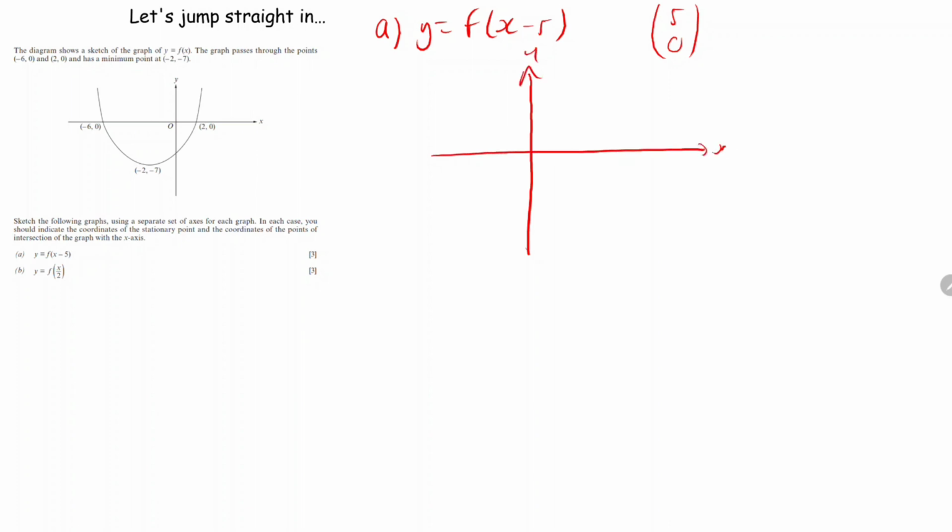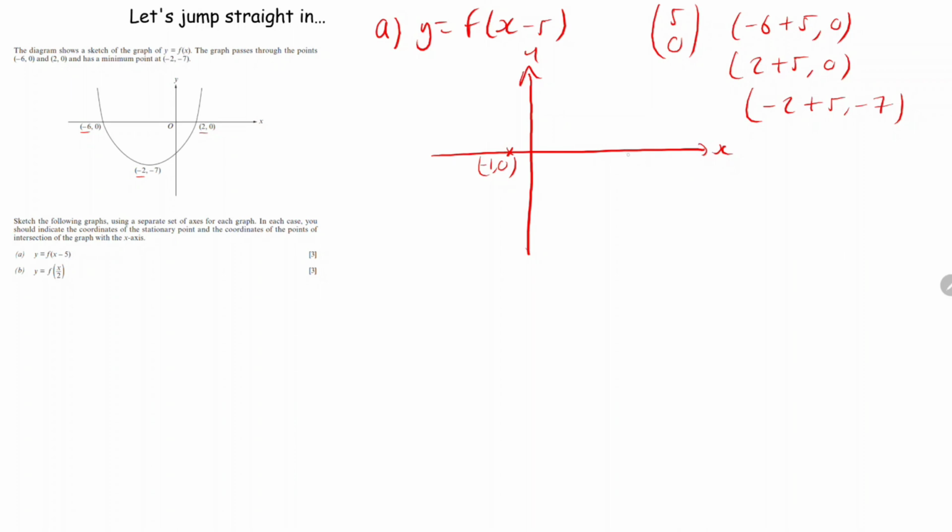We've got our y and our x. And what we notice here is that each of our x coordinates will have 5 added onto them. So the new coordinate sets will be the following: minus 6 plus 5, 0. That's the first root. Then 2 plus 5, 0. And then finally minus 2 plus 5, minus 7. You'll plot these points now. So minus 6 add 5 is minus 1. So our first root will be here, minus 1, 0.